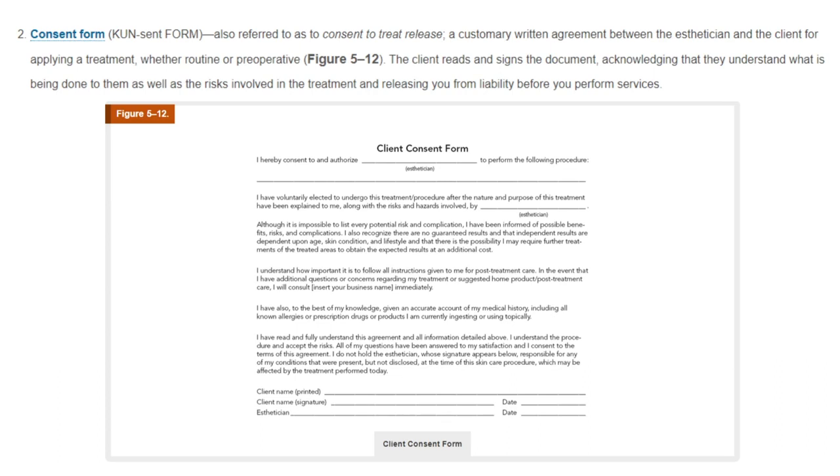Client chart or service record card, a record of all your notes from the skin analysis, the type of treatment performed, products used in the treatment, goals you are working toward, your home care recommendations, and other consultation notes. Figure 5.13. This information will be needed for future visits.